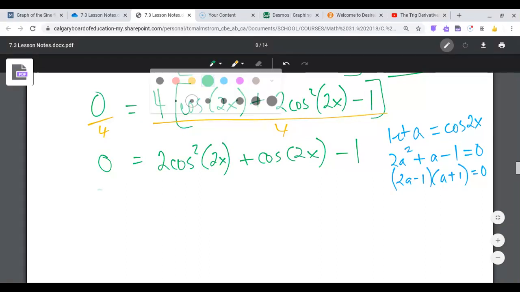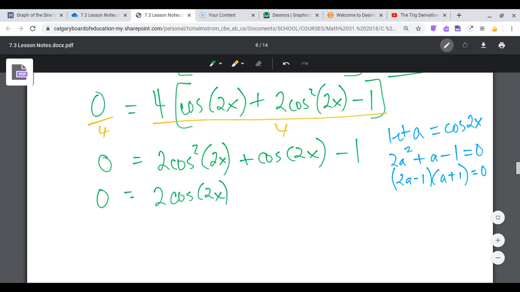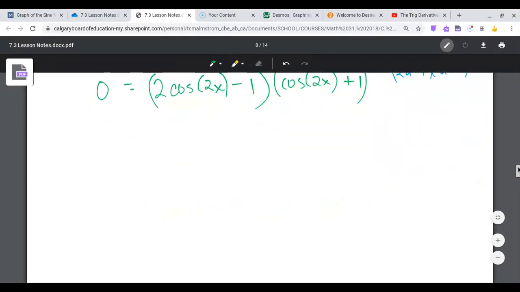Then when I go back, I can rewrite that as 2 cos 2x minus 1, that's the first factor, multiplied by cos 2x plus 1. Now I have my two factors, and I can go ahead and try to find some critical numbers out of this.